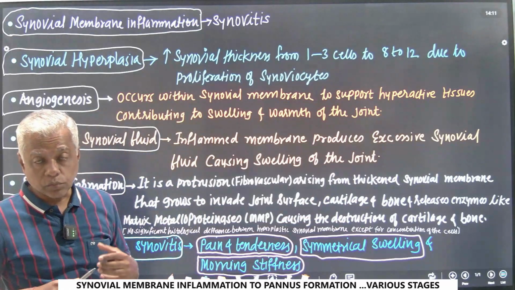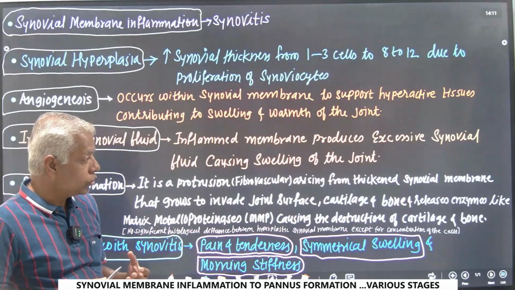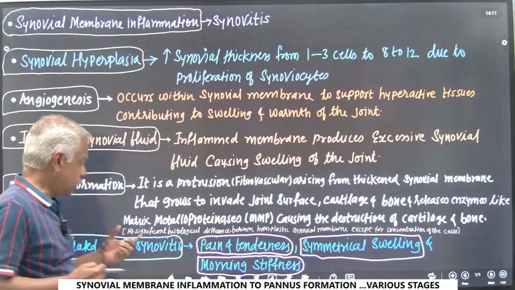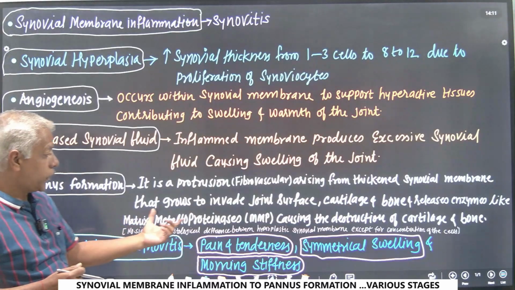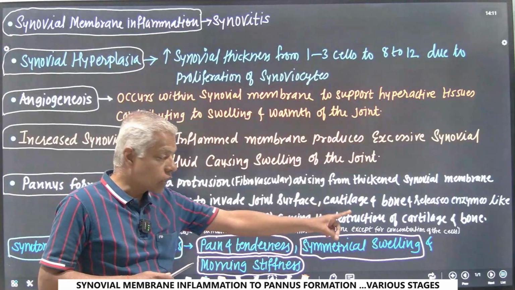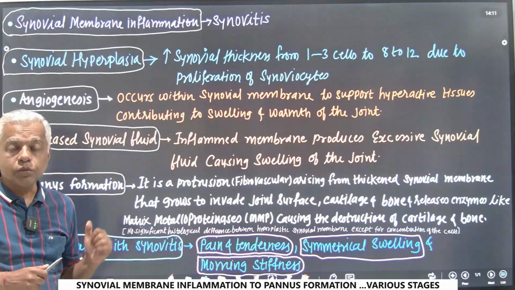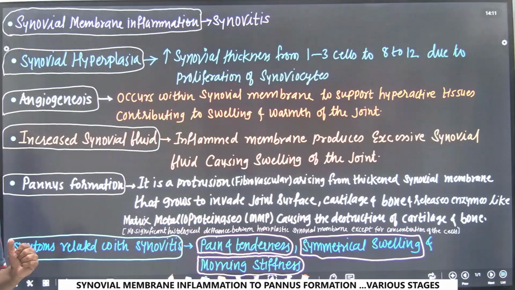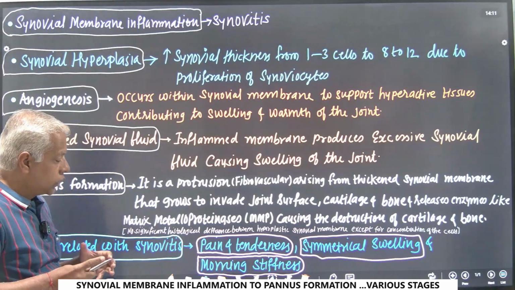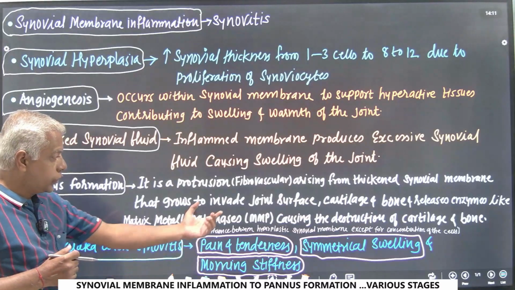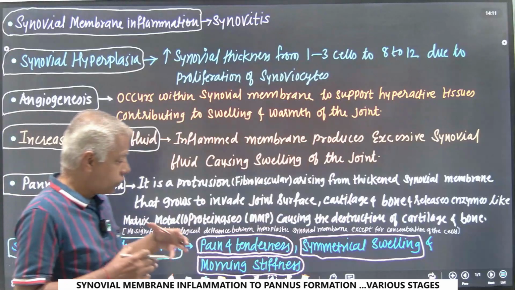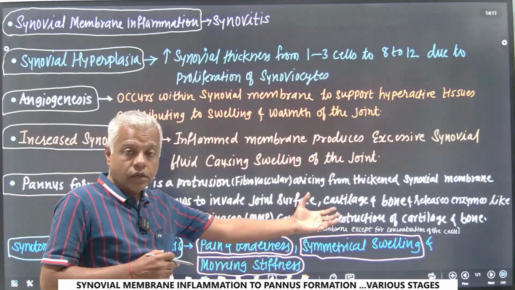It invades both the cartilage and the bones and releases enzymes. A very important enzyme is matrix metalloproteinases, MMP, which causes the destruction of the cartilage and bones. So this PANNUS, which is a protrusion arising from the thickened synovial membrane, is going to invade the joint space. It is invading the joint space, the cartilage, and the bone.